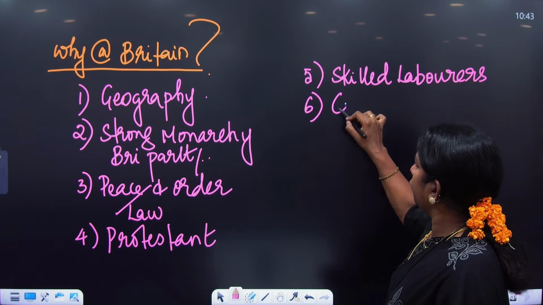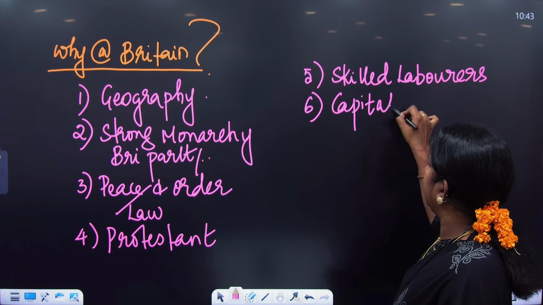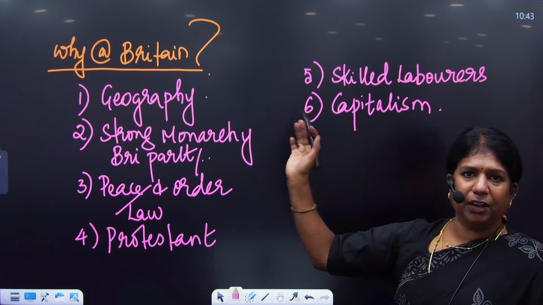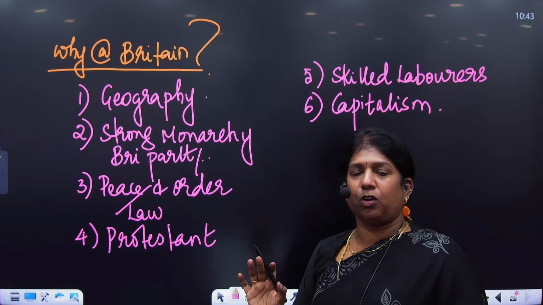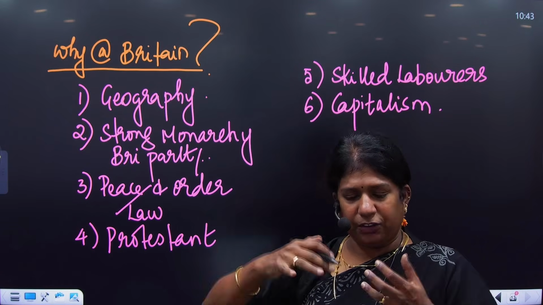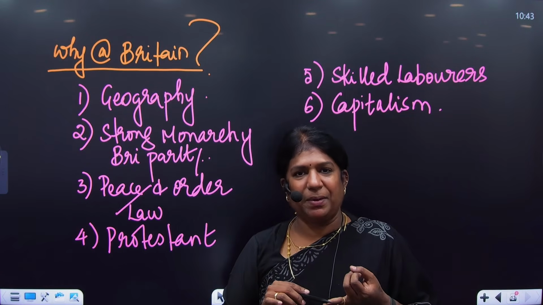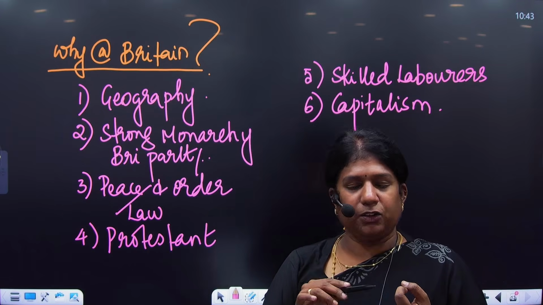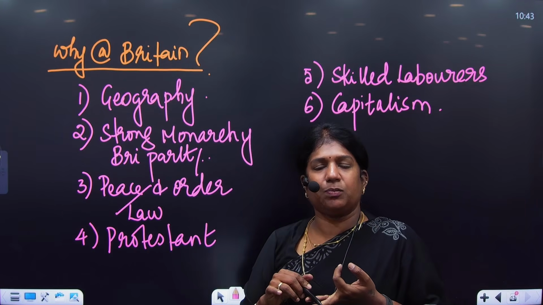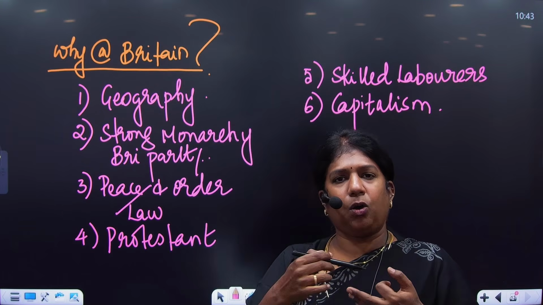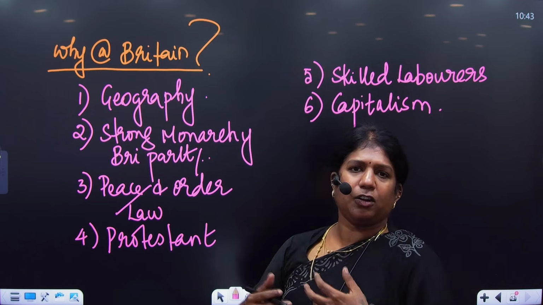And Britain was known as a country of capitalism. She had plenty of money. She was blessed with raw material. So naturally, she had the best time, the best space, and capital investment was there. So naturally, all these made the IR to be born.